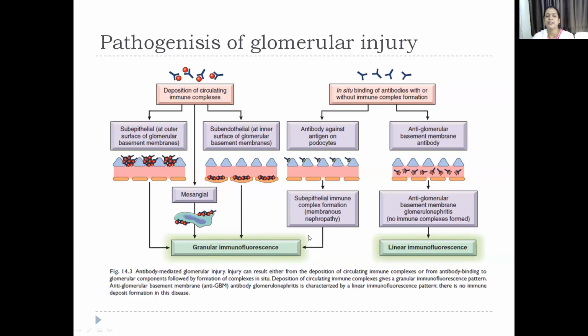So just remember that there is in situ antibody binding and circulating immune complexes. In situ can be against the things which are already present; circulating immune complexes are already circulating, right? This is about the pathogenesis of glomerular injury, which will cause either granular immunofluorescence or linear immunofluorescence according to the type of antigen antibody reaction and the place where it is occurring.